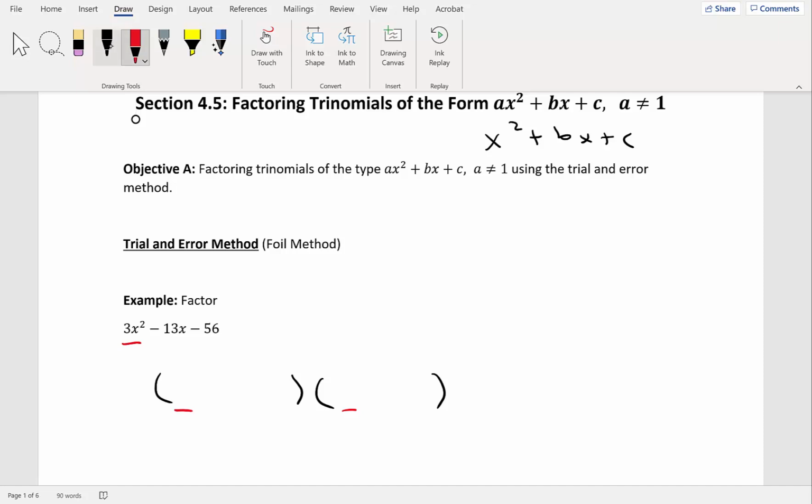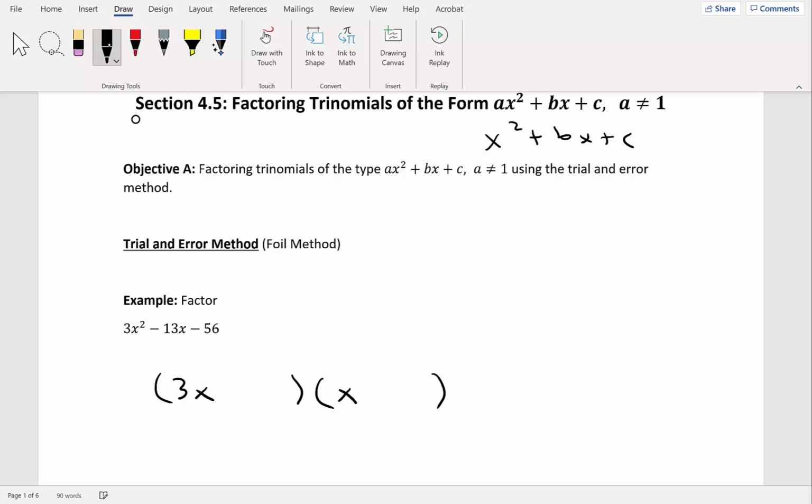Now my only option for these two terms, in order for me to get 3x squared, has to be 3x and x. Or you could put it as x and 3x, it doesn't matter. But these are your only two options. One of them has to be 3x and the other one has to be x.